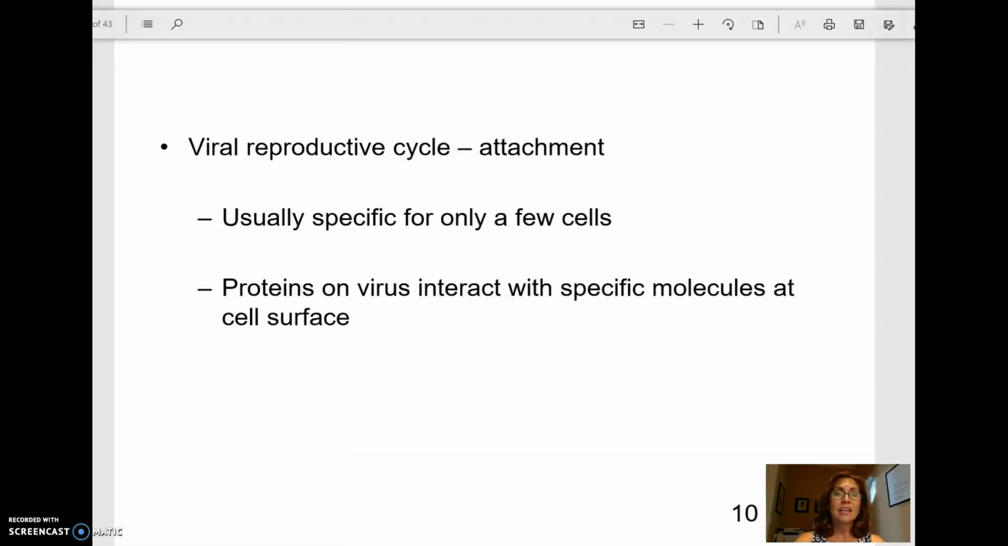kicked off. Now, the reproductive cycle in attachment, there are only a few specific cells that every virus actually attacks. It just happens that they're really good at finding those cells. So, like I said, proteins on the virus help the virus identify and interact with the cell surface.